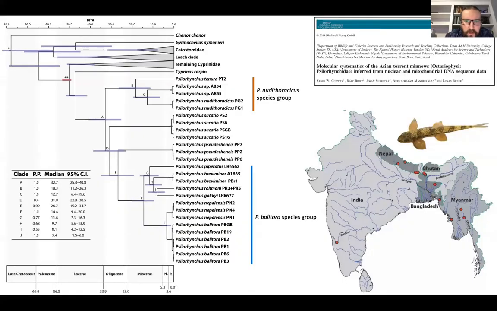Subsequent phylogenetic work has corroborated these groups and suggested that they may actually be monophyletic, and so the Cyrenacus nudifracicus group and the Cyrenacus balatora group seem to be good natural groups. What's interesting about this study is that it also included the Western Ghats species Cyrenacus tenura, and based on this hypothesis, it groups with the Cyrenacus nudifracicus group, and that makes sense morphologically as well, in my opinion.